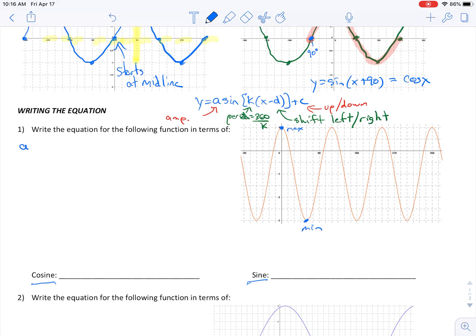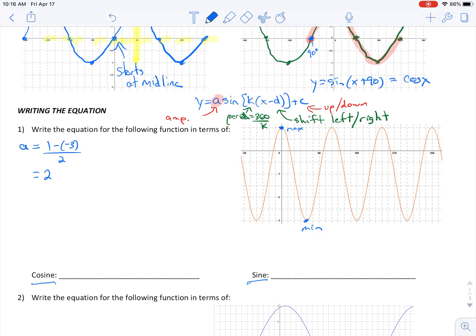So one thing we can get, and the order of this doesn't really matter, but if I have the max and min, I can get the amplitude, which is a. So if I take the max, which is 1, subtract the min, and then I divide it by 2, the min is -3. So that means that I get 4 over 2, which is just 2.